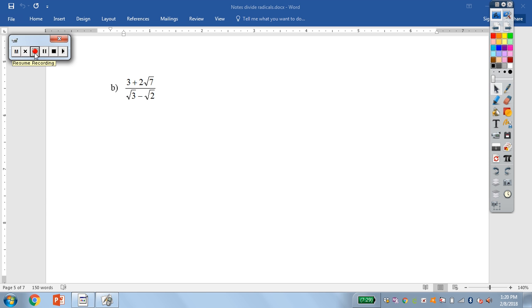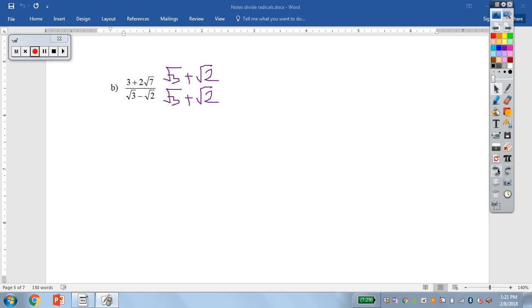Alright, for this next one, again, you have to focus on the denominator. That's where the radicals cannot be. So we have a root 3 minus 2. We are going to multiply top and bottom by root 3 plus 2. So you're going to multiply top and bottom by root 3 plus 2.